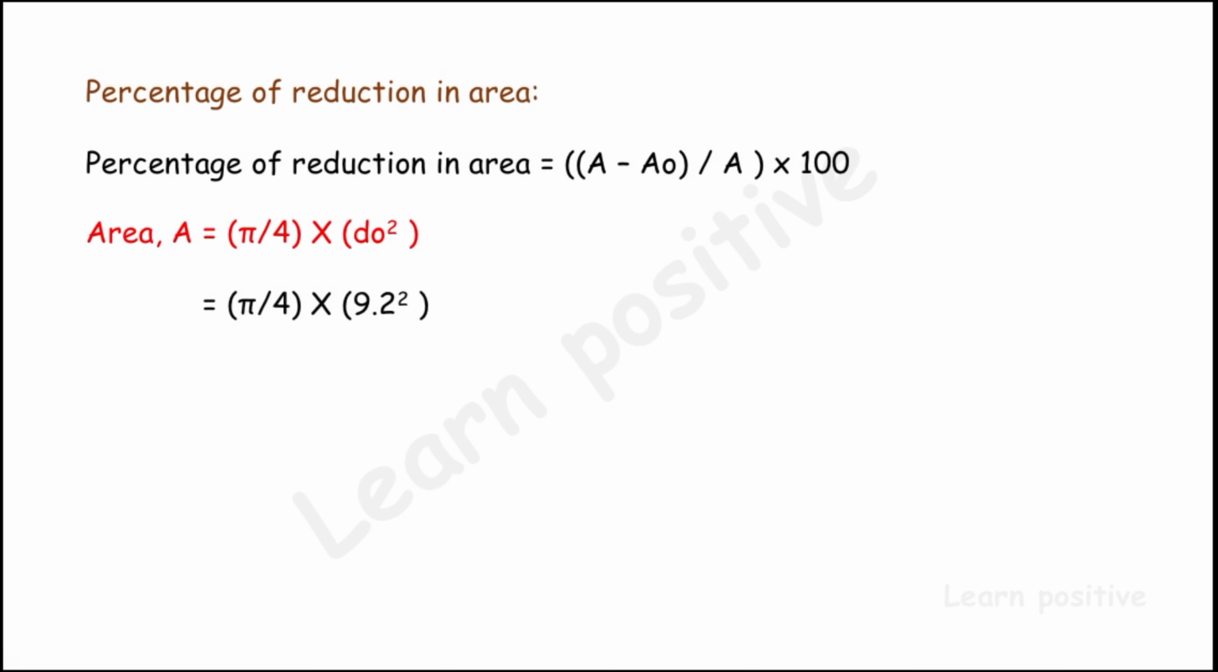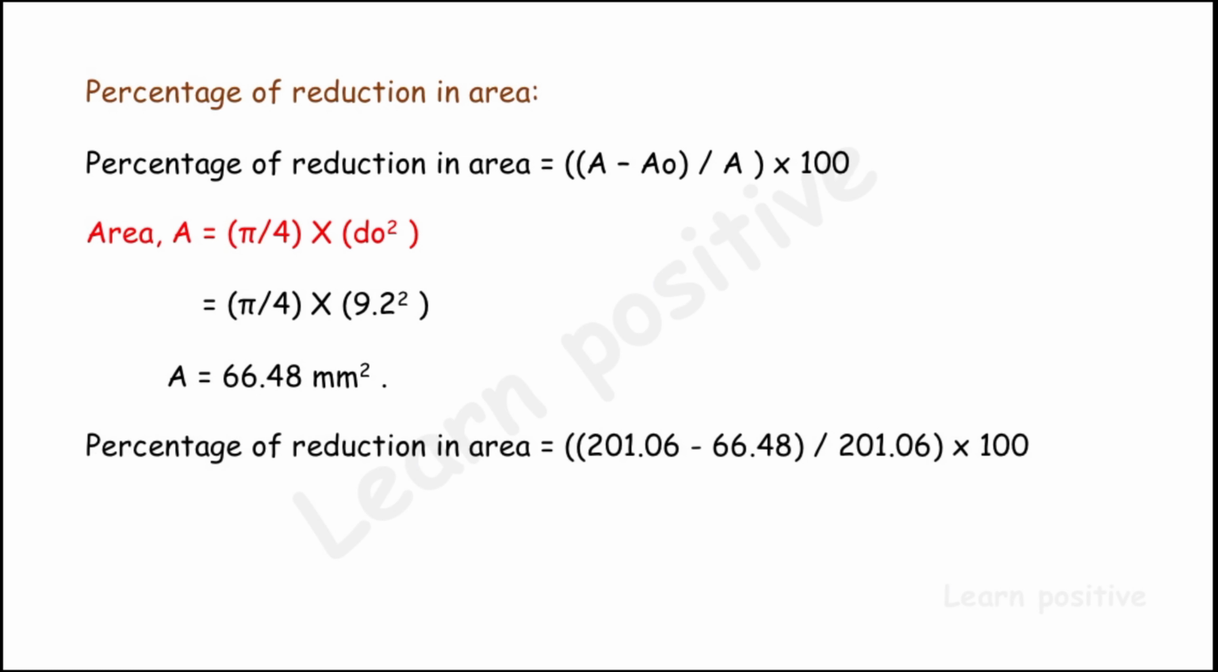So the formula is pi by 4 into D square. I know the value of D. Now I am going to substitute that, pi by 4 into 9.2 square. The value of area after fracture is 66.48. Now I am going to substitute the value of area in the formula.